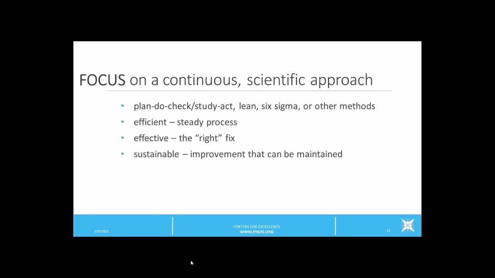The last key principle to discuss is the improvement method. There is no one best method. Many different models are used. All improvement methods are, at their core, the scientific method focused on business processes. Following a method helps you make steady progress, and following a method helps you identify root causes that get at the right fix. And finally, following a method increases the likelihood of sustainability, that the improvement can be maintained.